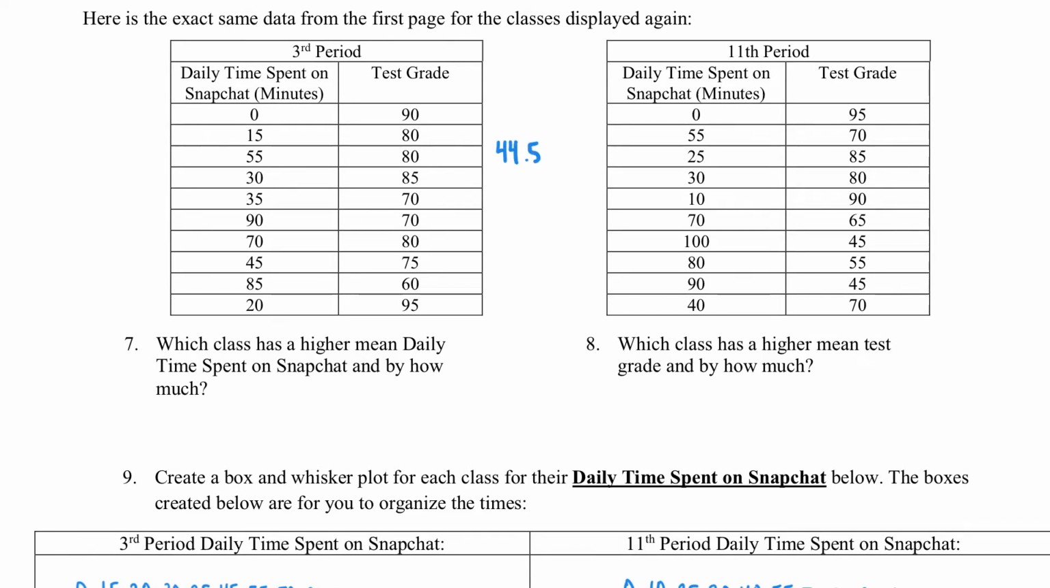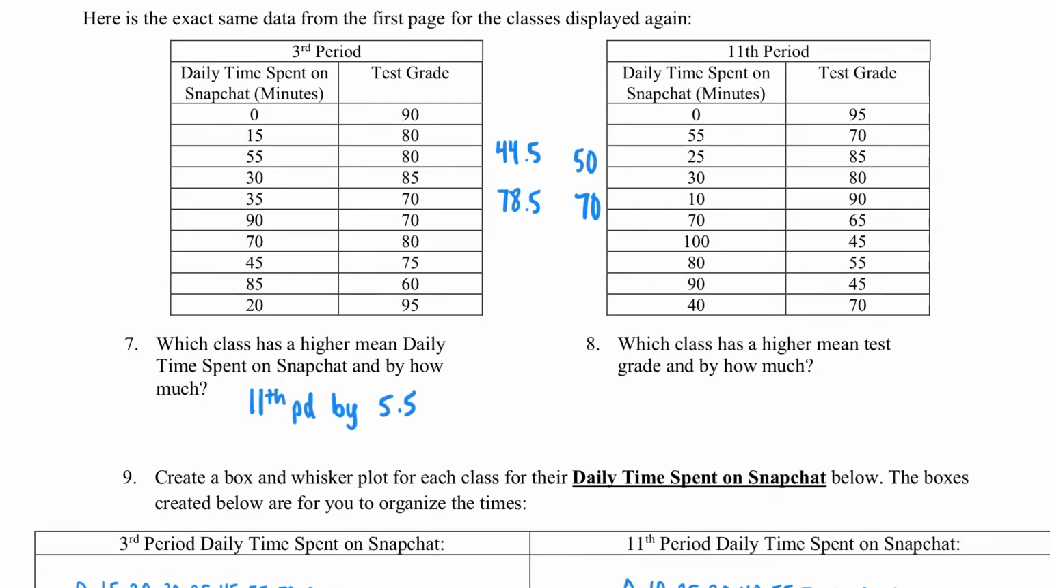And then we're going to do the same for 11th period. So we're going to do 0 plus 55 plus 25 plus 30 plus 10 plus 70 plus 100 plus 80 plus 90 plus 40. So I'm getting 500, and when you divide that by 10, you get 50. Okay, so which one had a higher mean daily time spent on Snapchat? That would have been 11th period. And by how much? By whatever the difference is there, so 5.5.